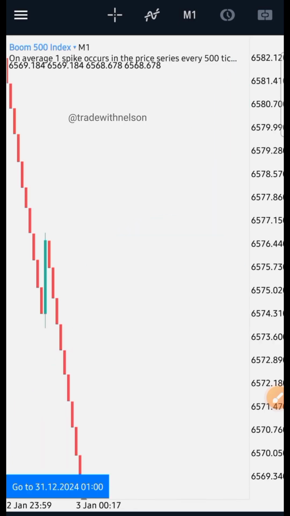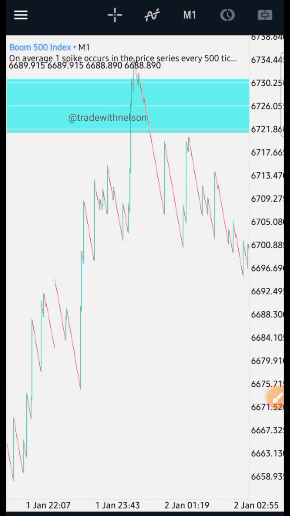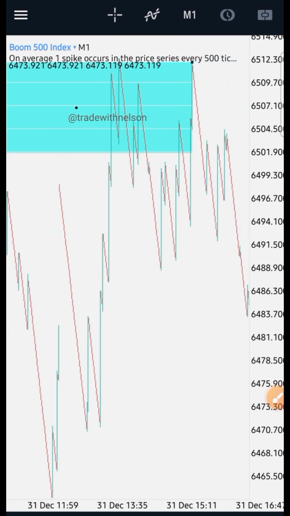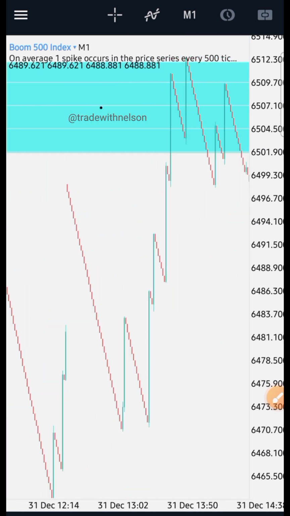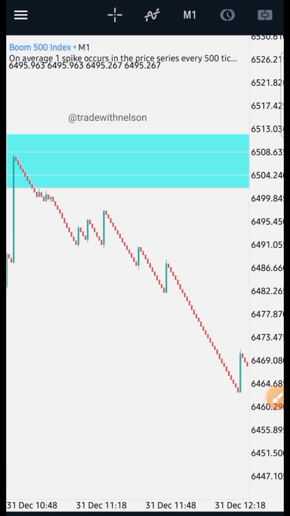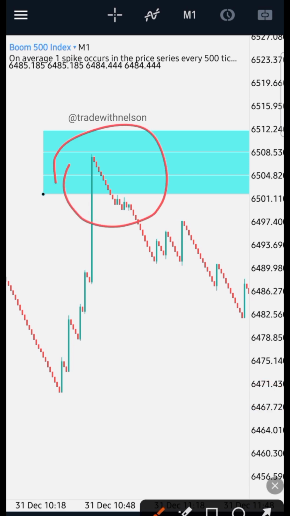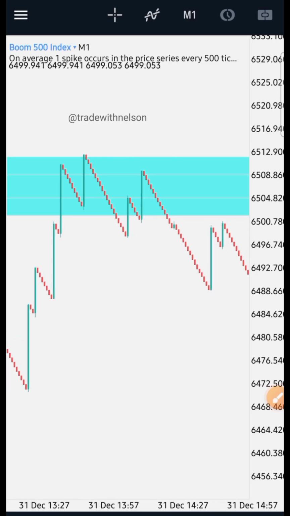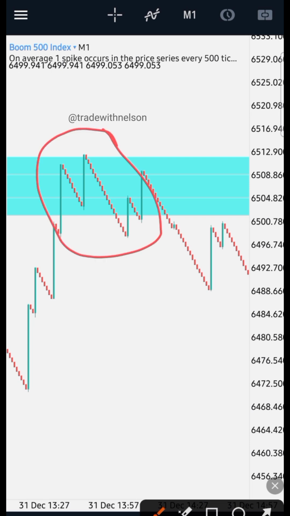Let's say you go to your 1 minute time frame. So you see over here also, this is the first rejection which occurs at this point. So if you look carefully over here, you have the head and shoulder pattern, or you can also use it as the double top.